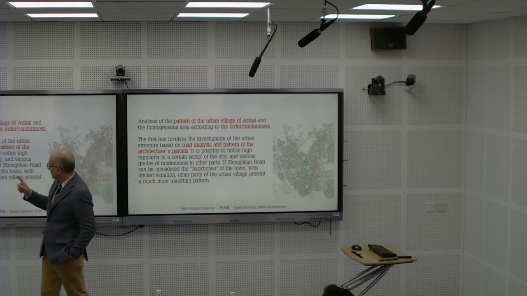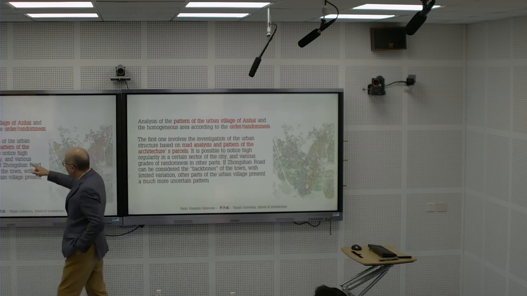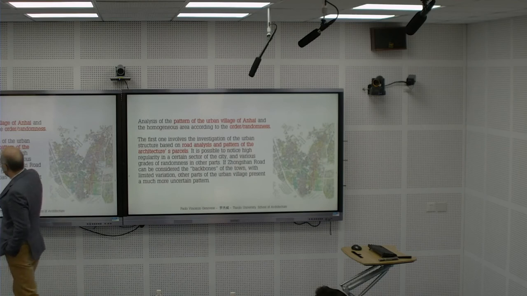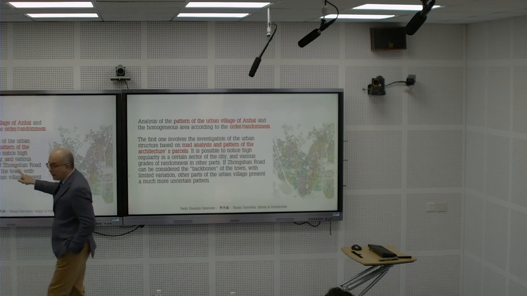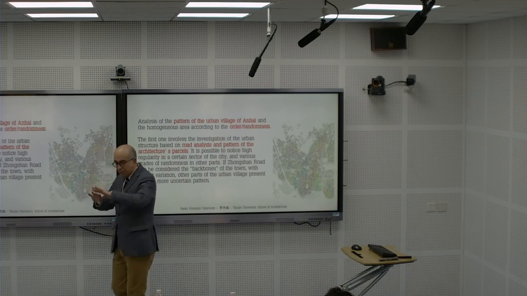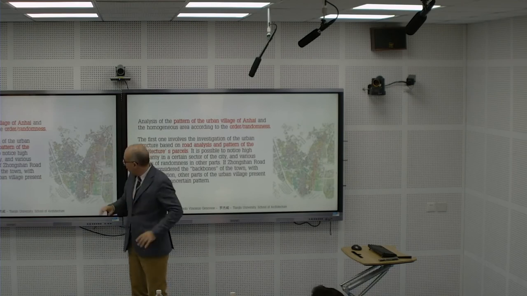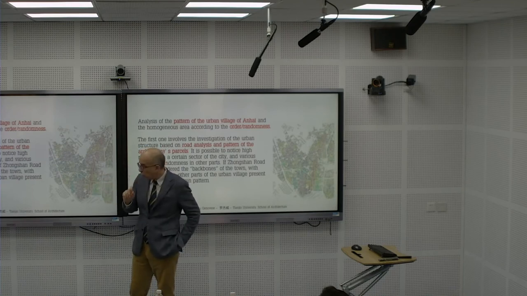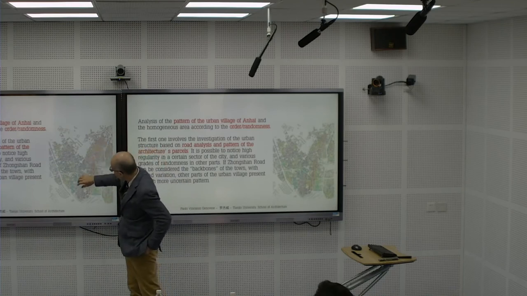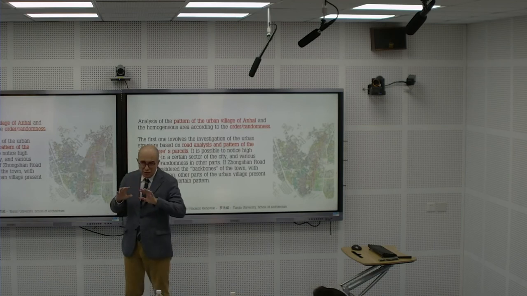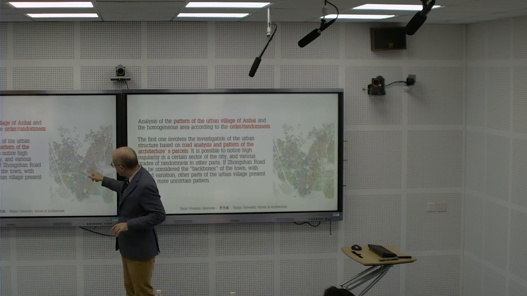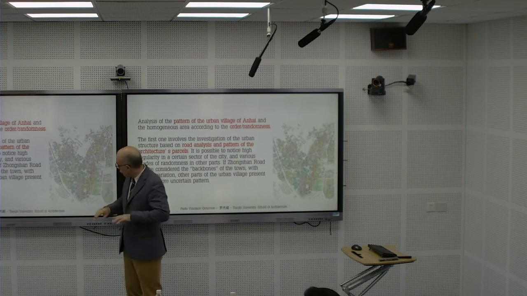So, one analysis that we have done is the analysis of the road and the pattern. Pattern means the texture. So we analyzed the different patterns and we colored the patterns that were similar. So we understood that the city was composed of some areas which are strange, like this, without any clear pattern. There are no rules. Other parts are more organic.